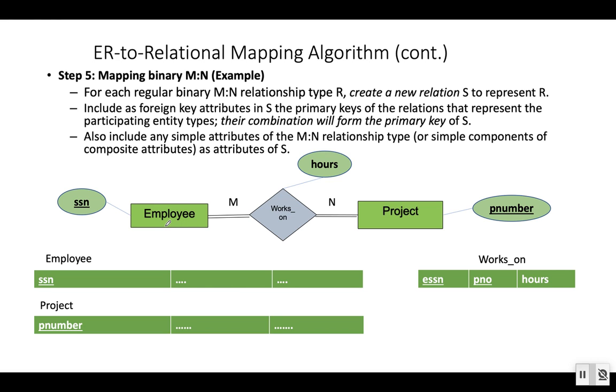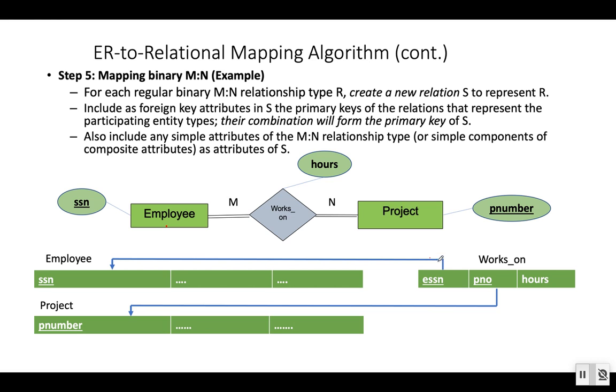For example, employee has primary key SSN. Now works on will have a foreign key ESSN, and that will reference the primary key of the employee table. Now project has a primary key P number, so works on will have a foreign key PNO that will reference the primary key P number of the project table. Now this relationship has a special attribute hours, so this table will have an attribute hours. So this attribute we are going to include in this new table that we created for this relationship.